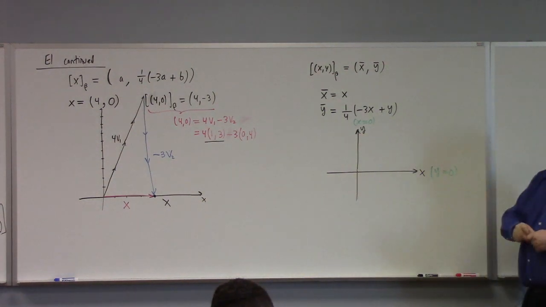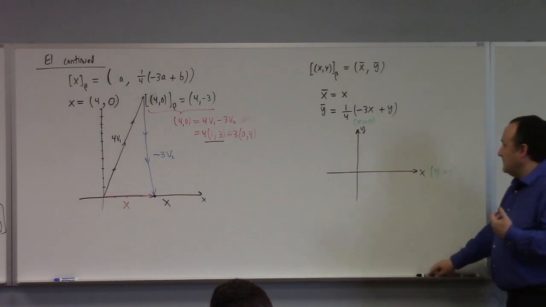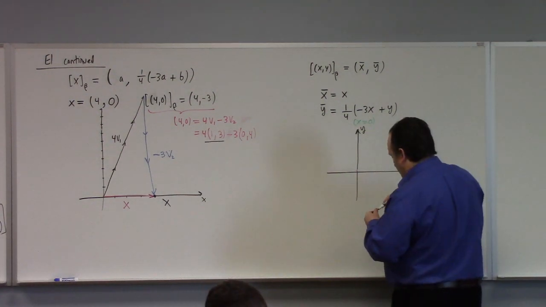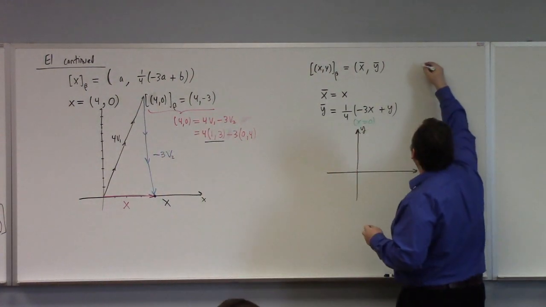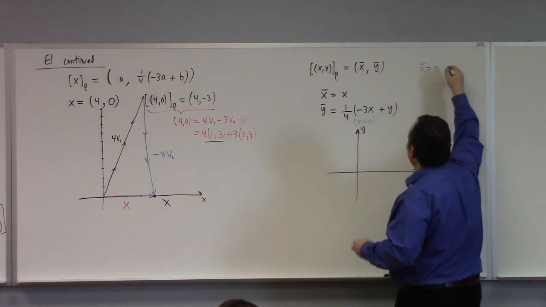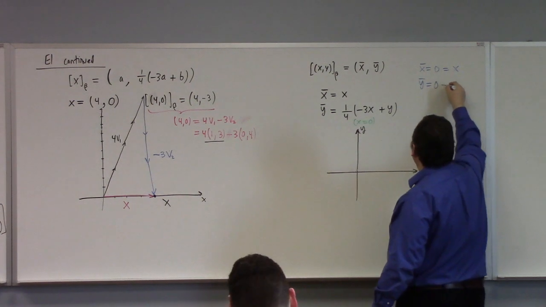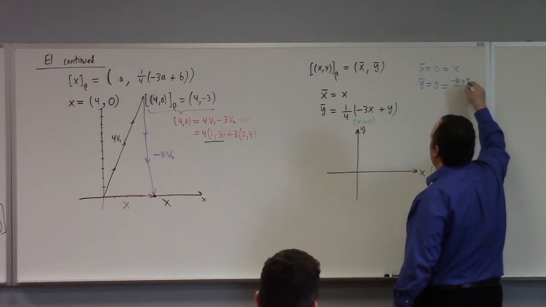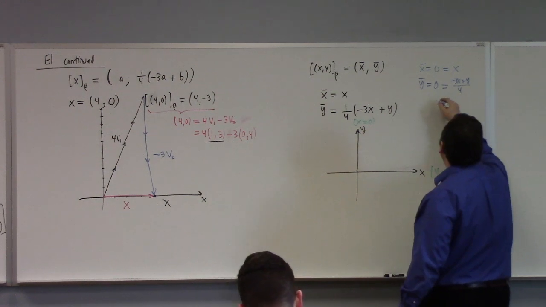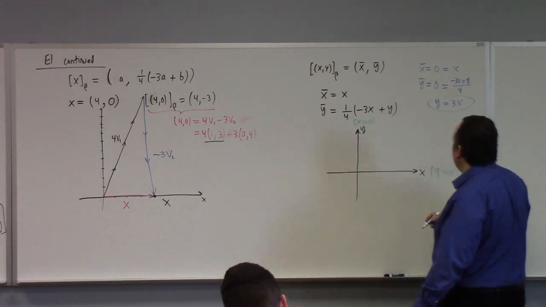So if I want to understand where the new axes are with respect to the non-standard coordinate system, what equation should I look at? I should look at x bar equals 0 and y bar equals 0. So x bar equals 0, which of course is just x equals 0, and y bar equals 0, which in this case is minus 3x plus y over 4. So it looks like that gives me y equals 3x. This describes the y bar axis.